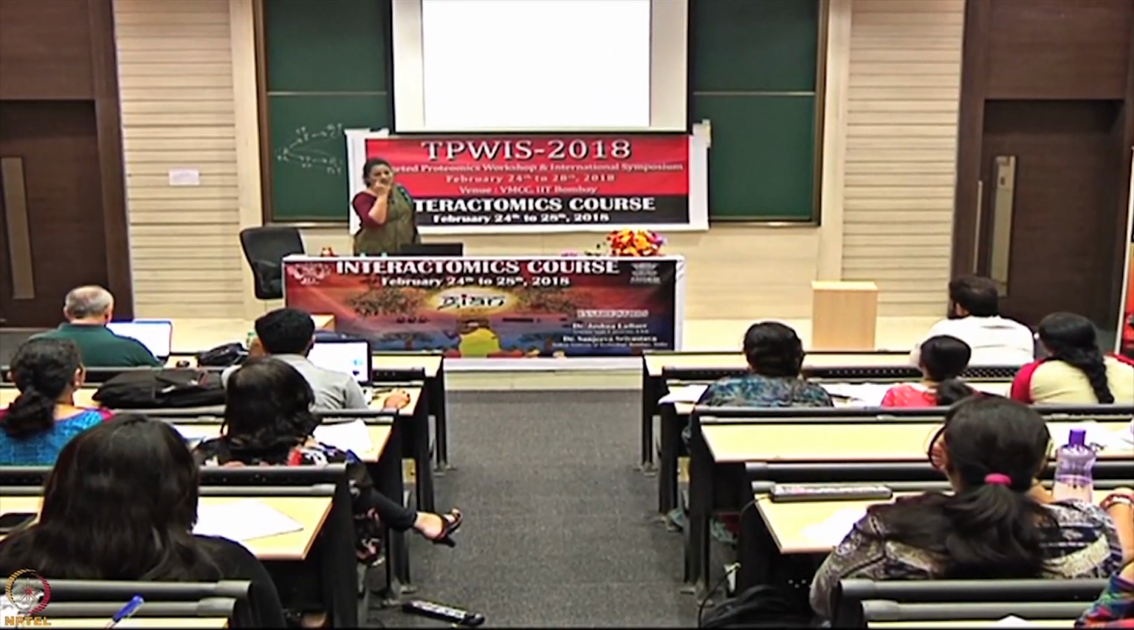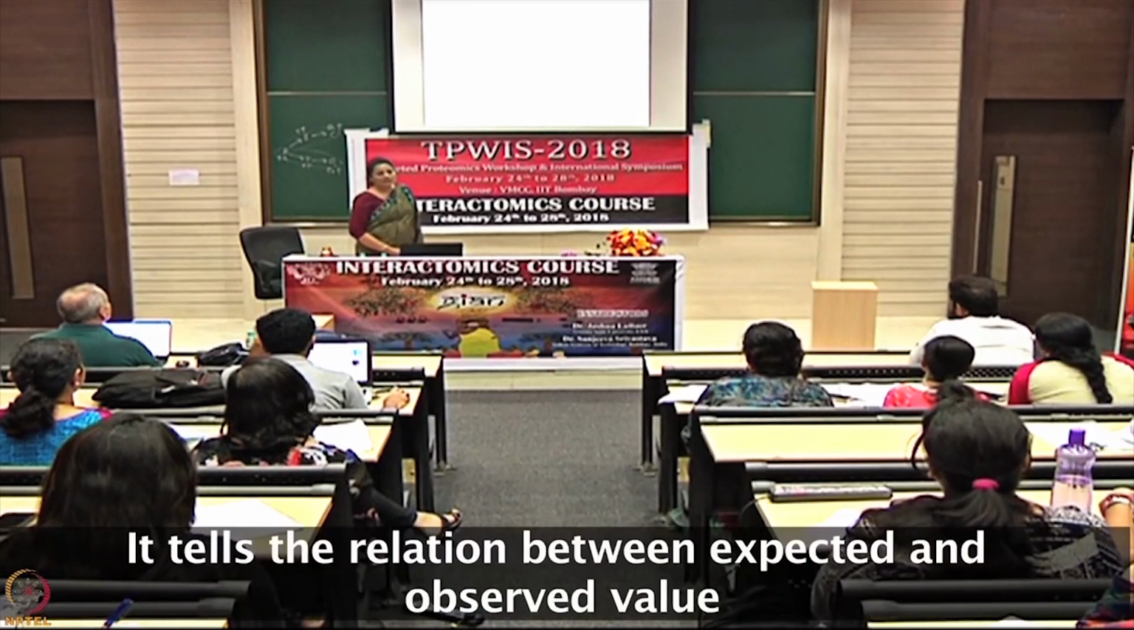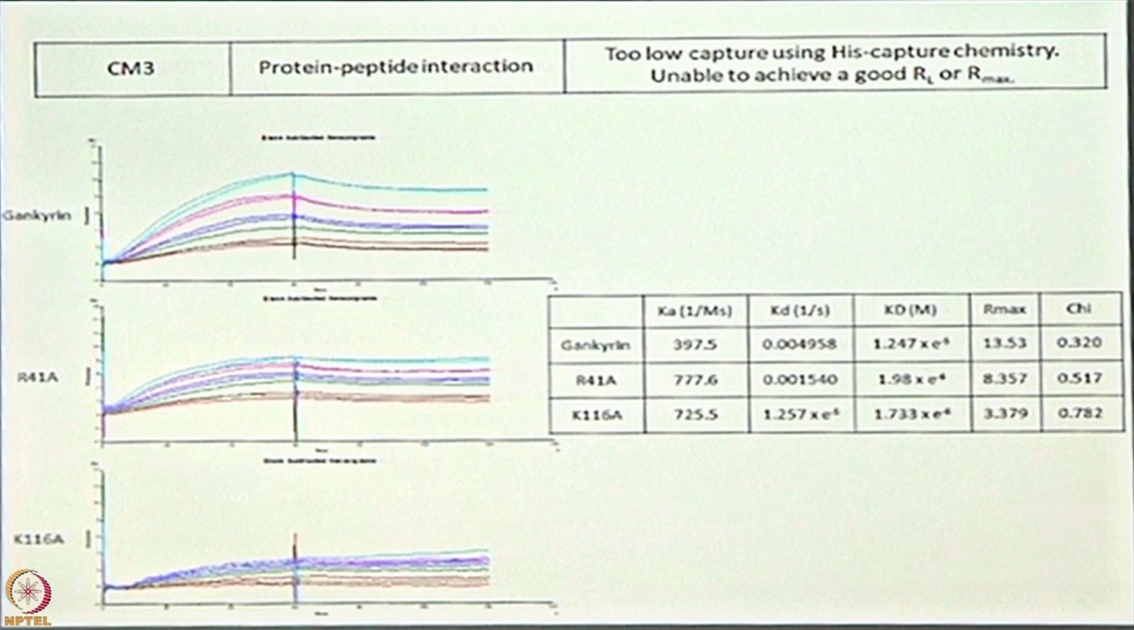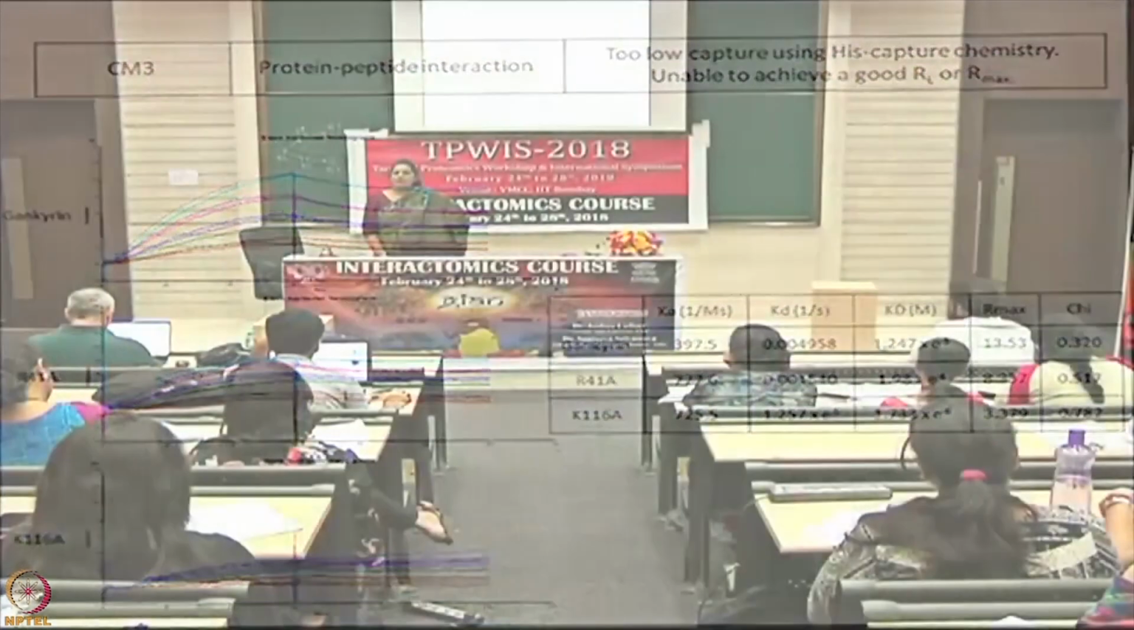Chi-square. And why is chi-square important? What is it that you look for when you look at the chi-square? Expected and observed, and what should it look like?